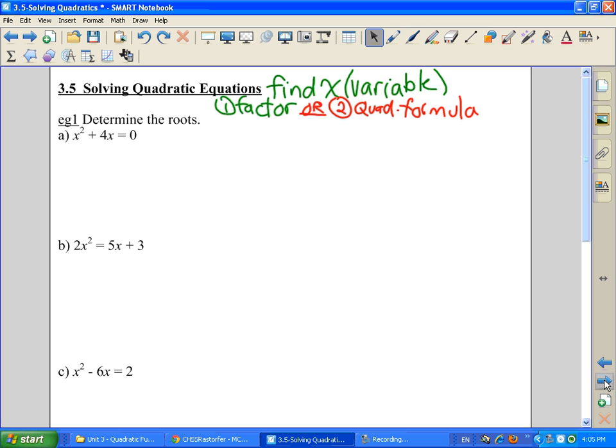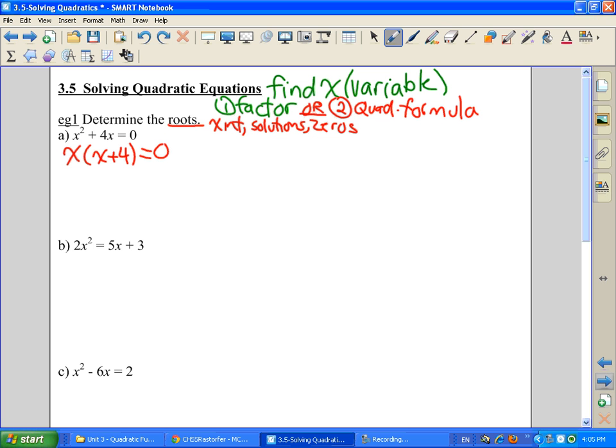Okay? All right. Let's take a look, ladies and gentlemen. Example number 1. It says to determine the roots. Just remember, folks, the roots are the same as the x-intercepts, as the solutions, as the zeros. They all mean the same thing. Okay? So taking a look, we have to use the zero product property. In this case, I think it's going to be easier to factor. So I'm going to say, hey, I've got to factor the x out.